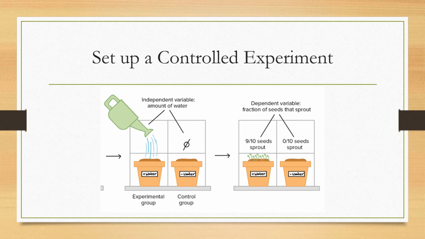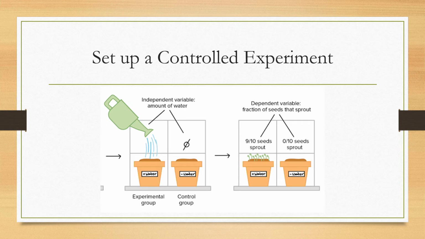All right, so now I need to test my hypothesis, right? I need to know if I'm right. So I'm going to set up a controlled experiment. And a controlled experiment is one in which I am only going to change one variable. Everything else is going to stay the same. I'm going to have two groups, an experimental group and a control group. The experimental group is the one that's going to be exposed to this variable that I'm going to be testing.